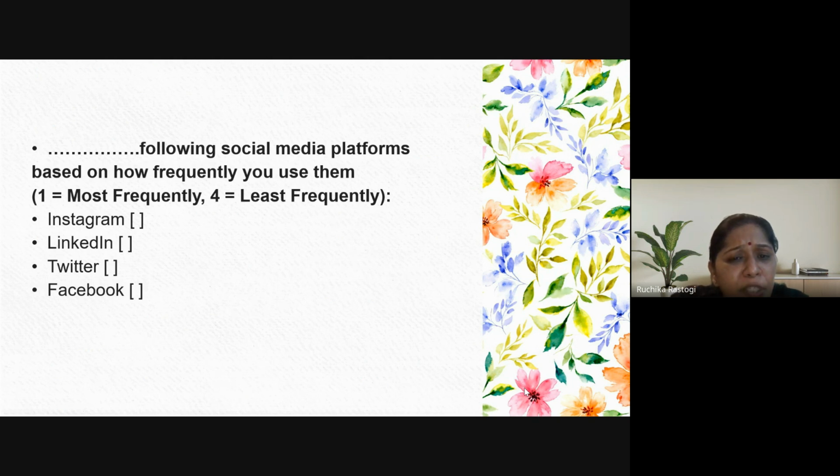How can I take the responses from the respondent? If I'm saying 1 is most frequently and 4 is least frequently, which method is being used here? Anyone?